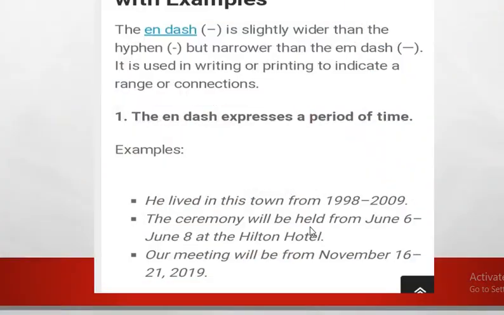When to use the en dash, with examples. The en dash is slightly wider than the hyphen but narrower than the em dash. Examples: the en dash expresses a period of time. He lived in this town from 1998 to 2009. Here the en dash replaces "to", it stands for "to".